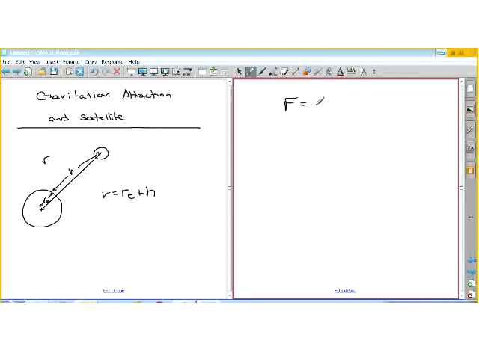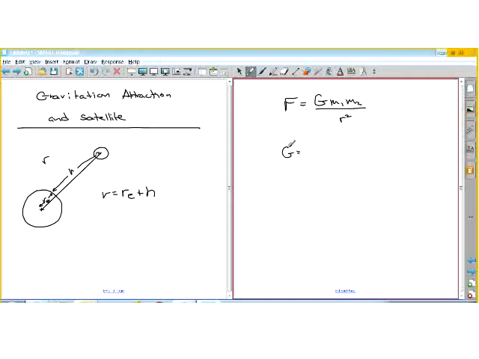So Newton's law of universal gravitation says there's a force of attraction between two bodies which is equal to the universal gravitational constant times m1 times m2, these are the masses of the two bodies, divided by the distance from the centers of the two bodies. So that's what those are.